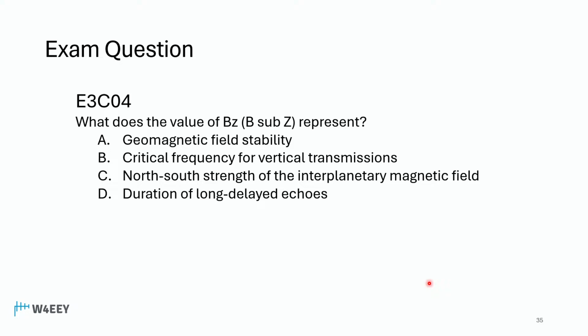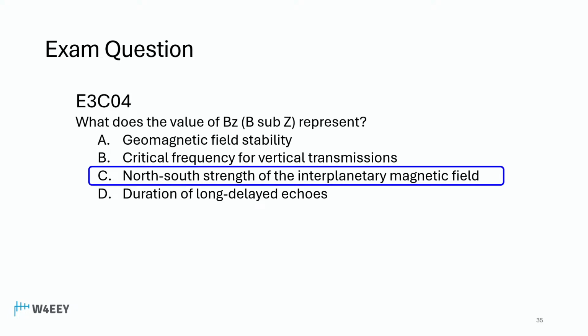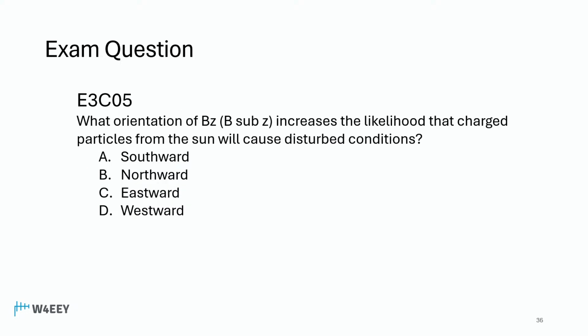What does the value of B or B sub Z represent? Charlie. It is Charlie, north-south strength of the interplanetary magnetic field, or it's the way that the particles from the sun are aligned relative to the Earth.